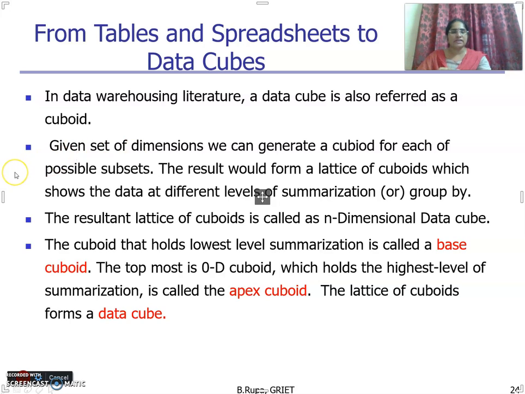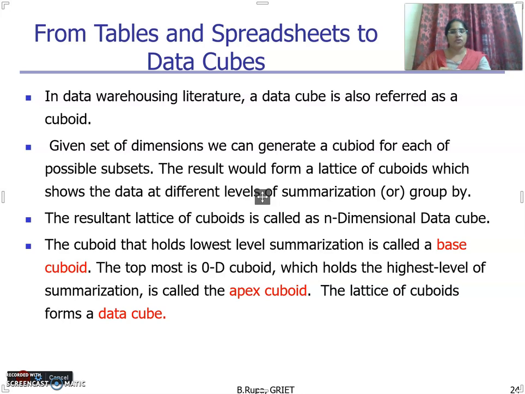Generally, in data warehouse literature, a data cube is also referred to as a cuboid. For a given set of dimensions, we can generate a cuboid for each of the possible subsets. Level by level, we can construct the cuboids. The result would form a lattice of cuboids, which shows the data at different levels of summarization, just like a group by operation. The resultant lattice of cuboids is called an n-dimensional data cube.